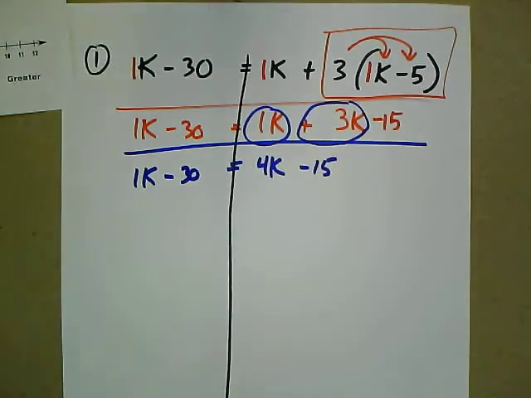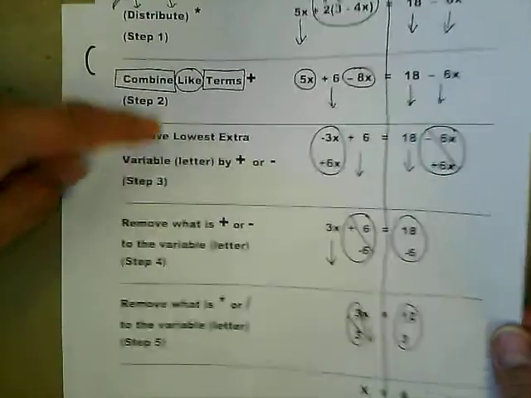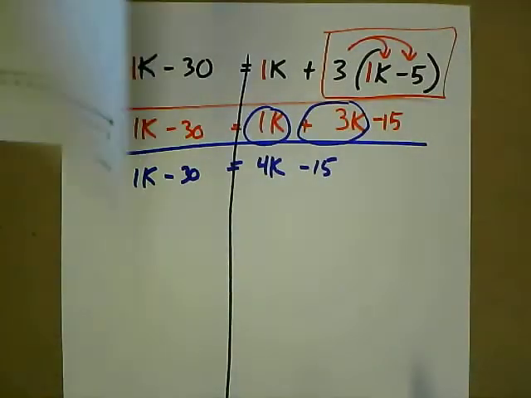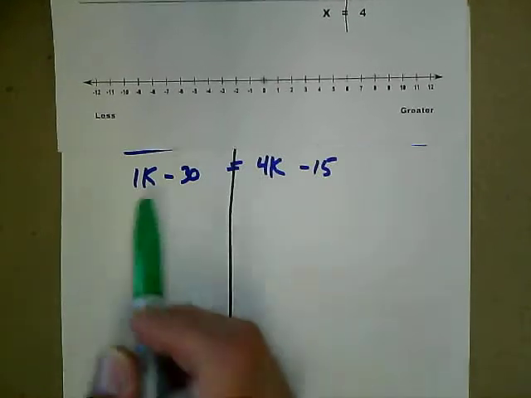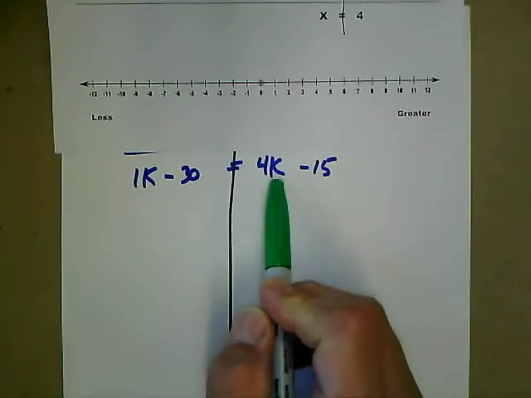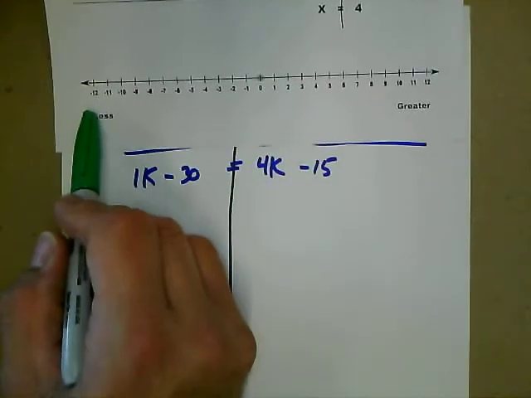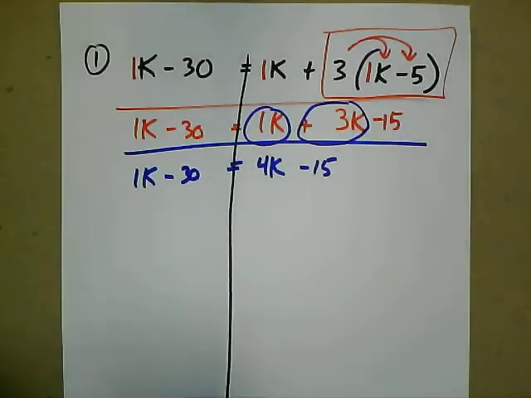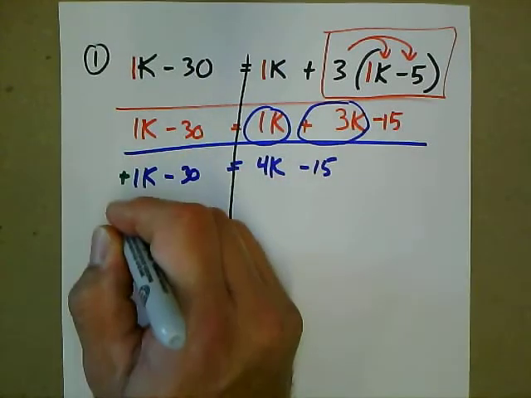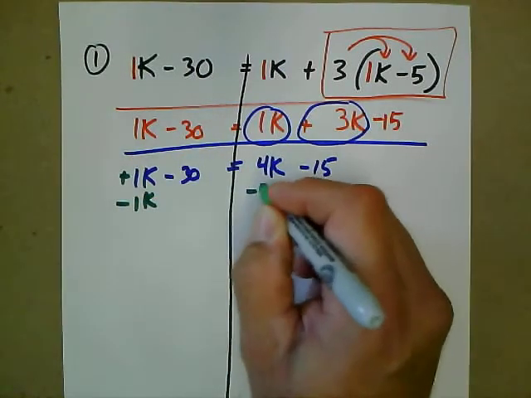We go to our third step, which is remove the extra variable. I do prefer the lowest extra variable, the less. We can use our number line here if we need to. We have a 1k and a 4k. Well, there's 4, there's 1. 1 is closer to the less, so 1 is what we want to take. Since it's plus 1k, we're going to subtract 1k from both sides.